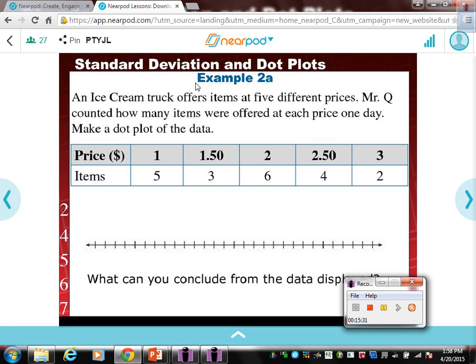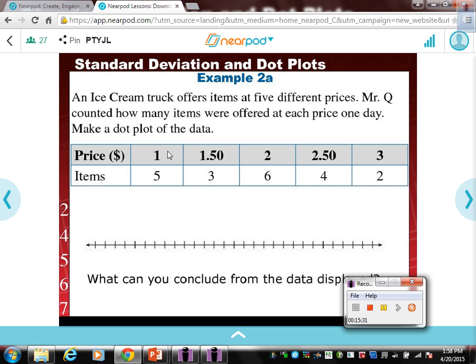So the last example that we're covering is this one. It says, an ice cream truck offers items at 5 different prices. Mr. Q counted how many items were offered at each price one day. Make a dot plot of the data. If I was to give you a table like this, first of all, we need to set up our number line, because we only need one number line for the dot plot. And you need to scale it accordingly.